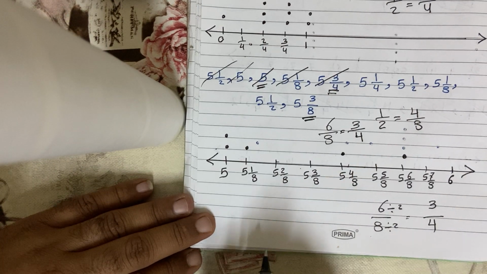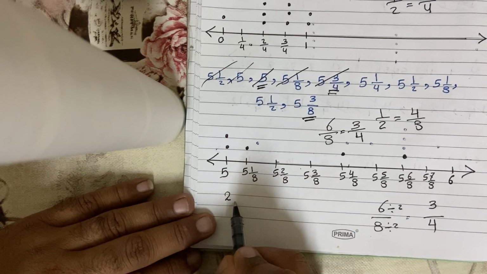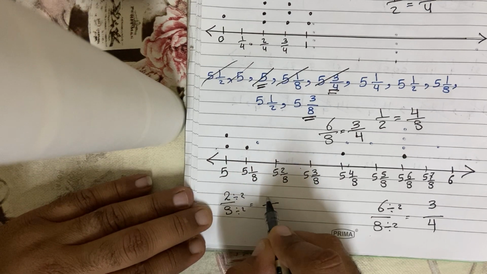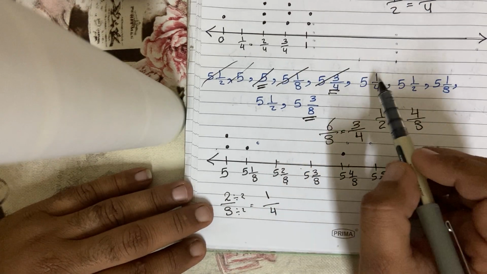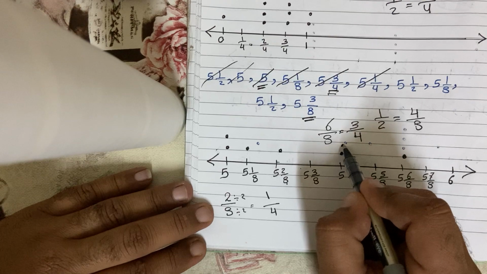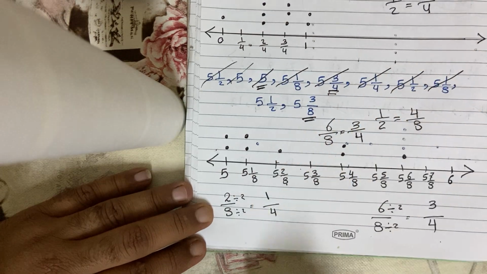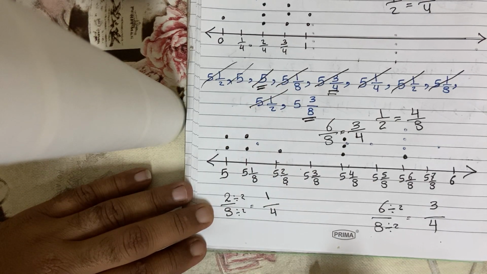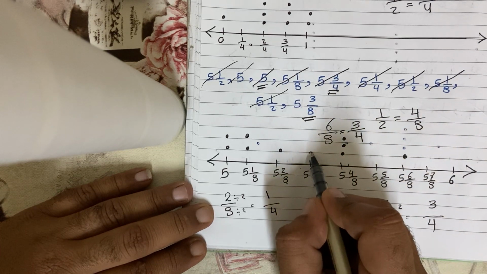5 and a quarter. I don't have a quarter, so let's simplify 2 over 8. Divide both by 2. 2 divided by 2 is 1, 8 divided by 2 is 4. So 5 and 2 over 8 is the same as 5 and a quarter. 5 and half is 5 and 4 over 8. 5 and 1 over 8 here. 5 and a half again here. 5 and 3 over 8. 3 over 8 here. 5 and 3 over 8.